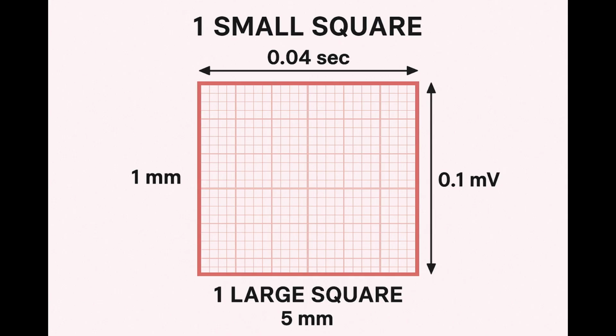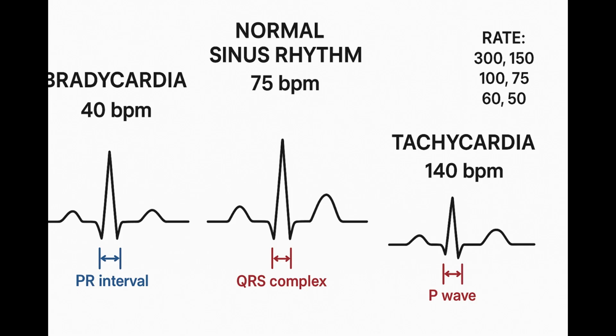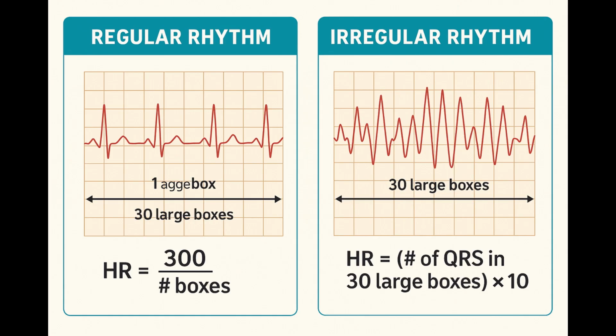Well, if the rhythm is regular, the 300 rule is your friend. Super fast. How does that work? You find an R wave, the big spike, that lands right on a heavy grid line. Then you count the number of large squares until the next R wave hits. Okay. And you just divide 300 by that number. So if there are, say, 4 big squares between R waves, 300 divided by 4, 75 beats per minute. Nice and simple.